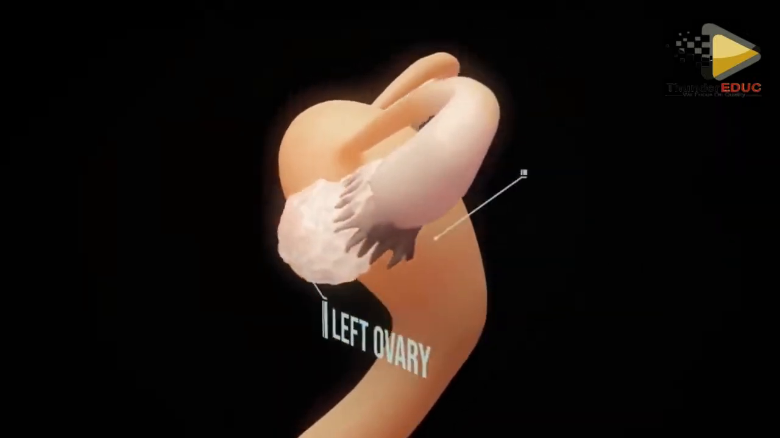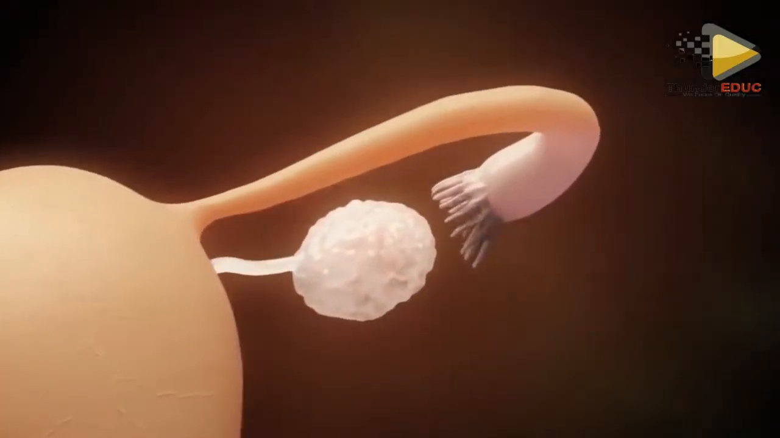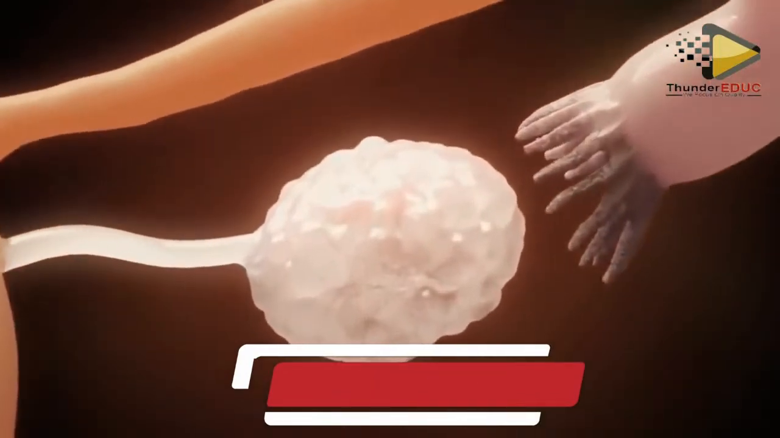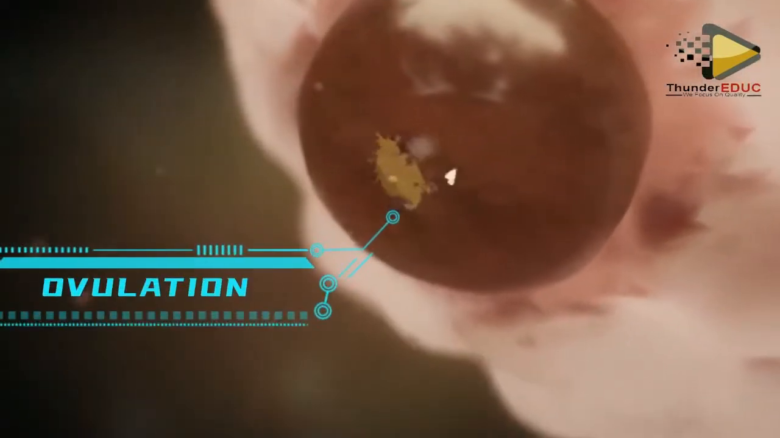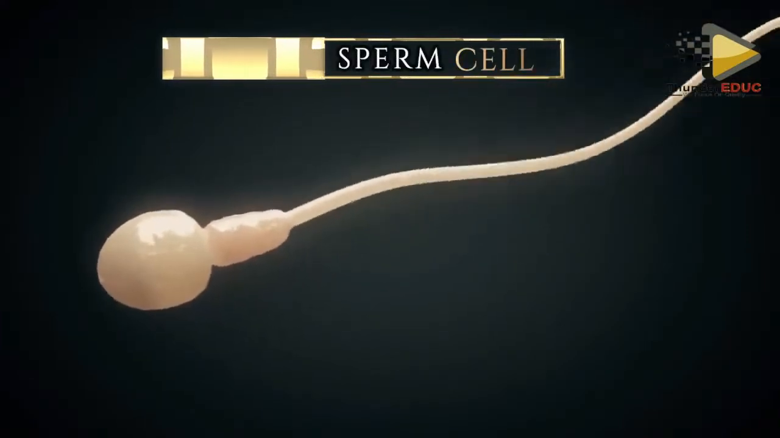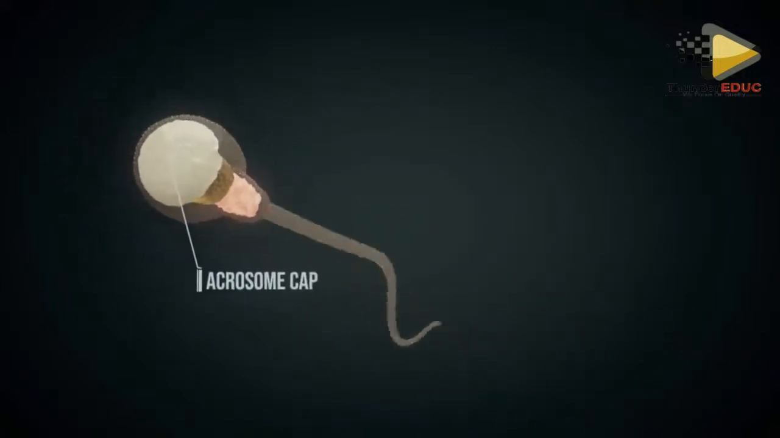The Journey of Humanity begins with the production of sperms and ovum. Under the influence of luteinizing hormone, ovulation occurs. The sperm has three parts, which enable it to swim and fertilize the ovum.